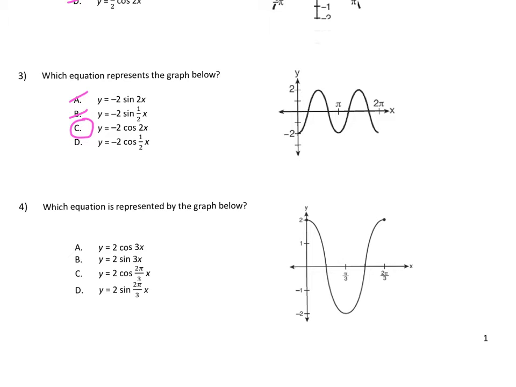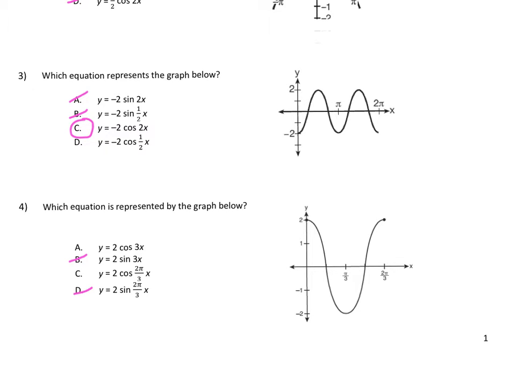Okay, and then number 4, again, this is a cosine curve, right? It's not going through the point 0, 0. So I'm going to eliminate letter B and D because those are sine equations. Now, if we look at A and C, they both have an amplitude of 2, which is true. And then here it's saying the frequency is 3, whereas here it's saying the frequency is 2 pi divided by 3. Now, these might be a little confusing to think about.